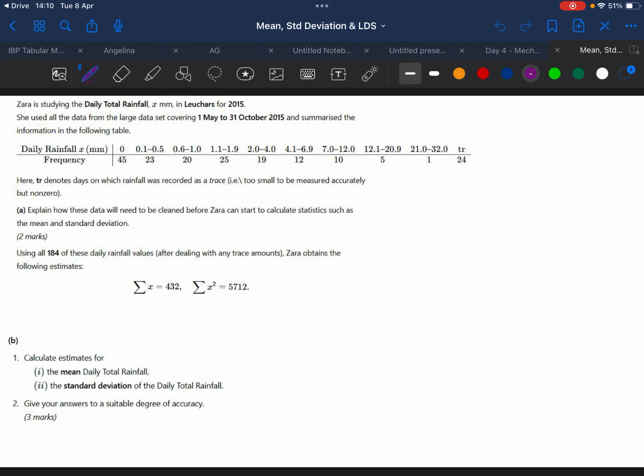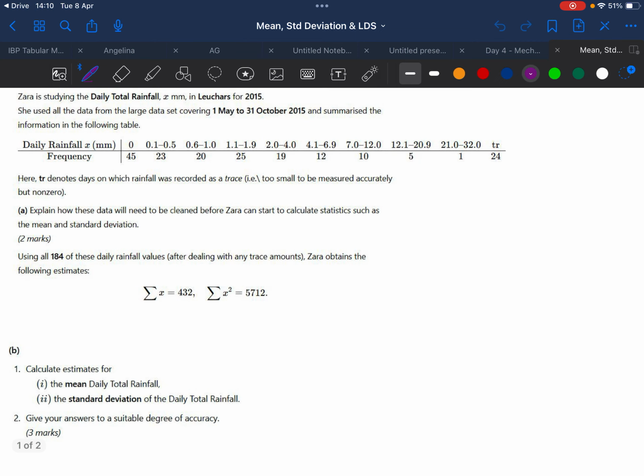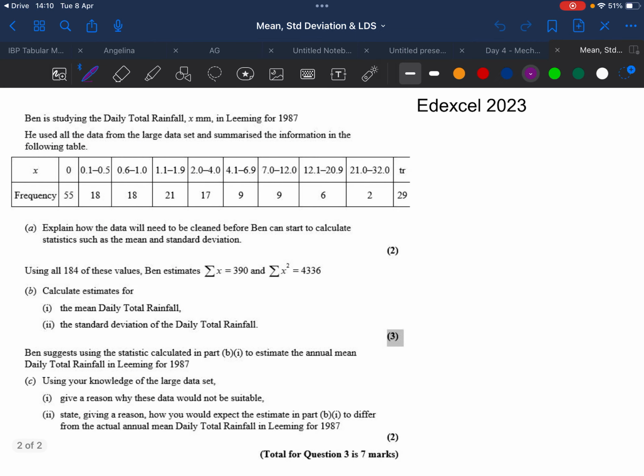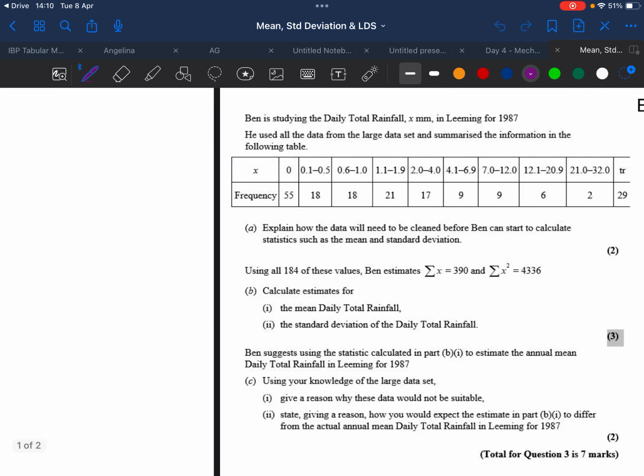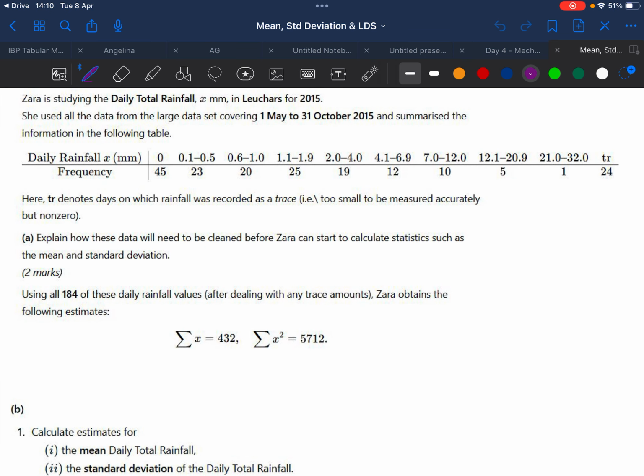Okay, so we're going to look at standard deviation, mean, and putting it in a large data set context for today. This is a shadow version of this real question from Edexcel in 2023. The question is as follows. Zara is studying the daily total rainfall in Loikers in 2015. She used all the data from the large data set covering 1st of May to 31st of October, which is the 6 months in the large data set, and we've got some information below.